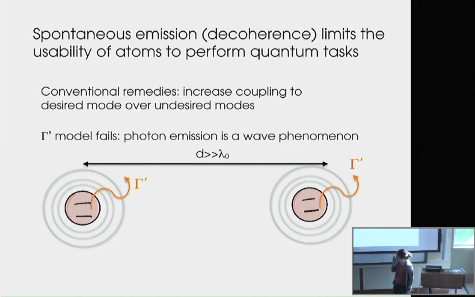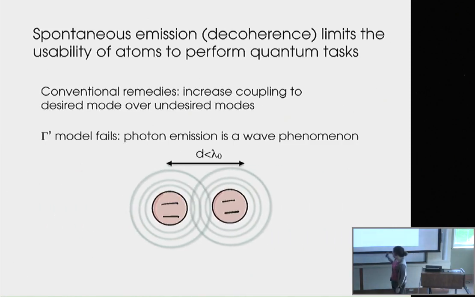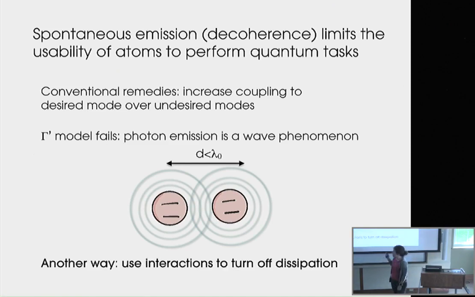And the idea behind that is that at some point this gamma prime model has to fail. Because basically when atoms are close to each other, photon emission is when there's going to be interference. It's a wave phenomenon. So it doesn't even make sense to talk about gamma prime. So there's going to be some collective interactions. And the idea is that one can use these interactions to actually kill off dissipation. Okay, so before I talk about selective radiance, let me show you two very related concepts.